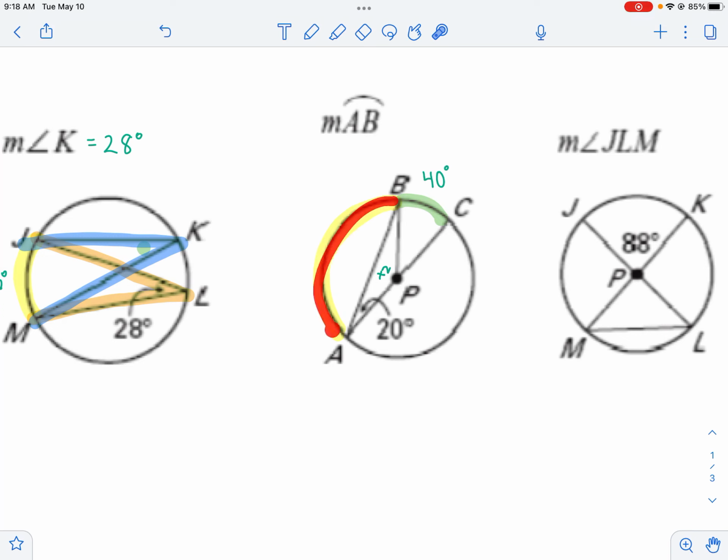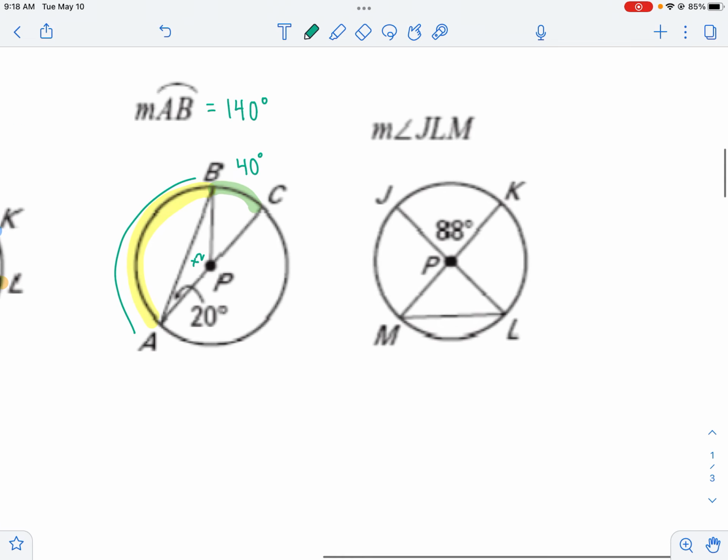And then we have to think, well, how would we find this piece? Well, I see half of a circle. Think, what does half of a circle add up to? Well, that'd be 180. So then 180 minus 40 would tell me this missing part right there. So 180 minus 40 would make the measure of that arc 140 degrees.